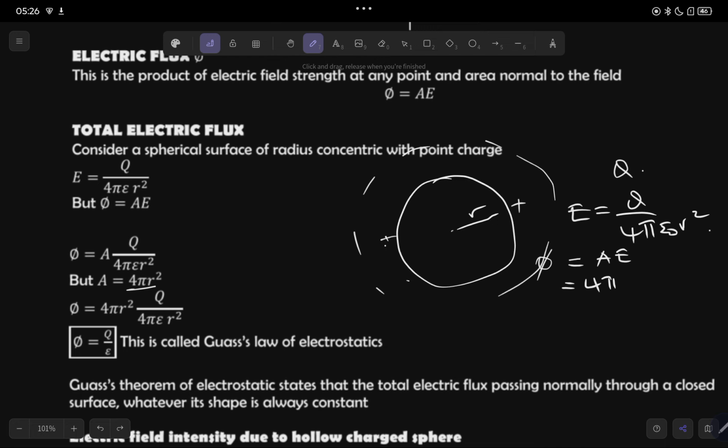Now, this Gauss's law states that the total electric flux passing normally through a closed surface, no matter the shape, is always a constant and is given by charge q over the permittivity of the medium in that space or region enclosed by that surface.